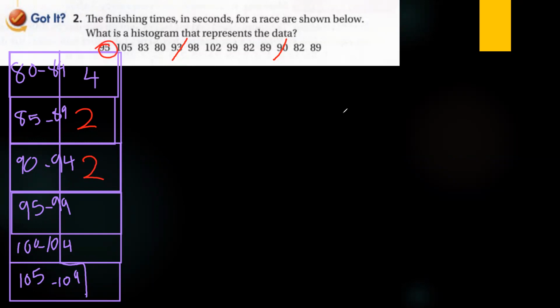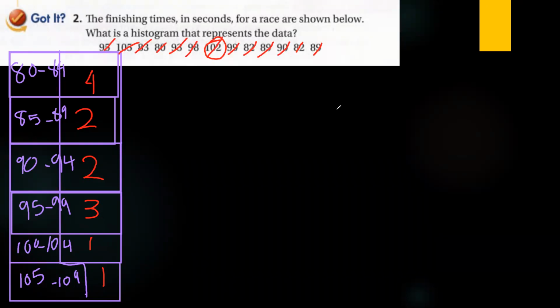We have 95 and 99. We have also 99, and we have 98. We have 3 numbers. Now from 100 up to 104, only 102. And 105, we have 1. Then now be careful. How many numbers do we have in total? 1, 2, 3, 4, 5, 6, 7, 8, 9, 10, 11, 12, 13.